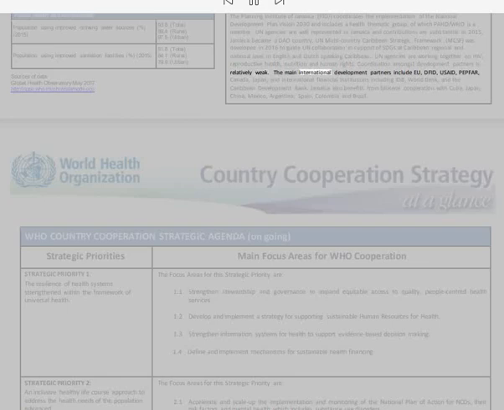The main international development partners include EU, DFID, USAID, PEPFAR, Canada, Japan, and international financial institutions including IDB, World Bank, and the Caribbean Development Bank. Jamaica also benefits from bilateral cooperation with Cuba, Japan, China, Mexico, Argentina, Spain, Colombia, and Brazil.